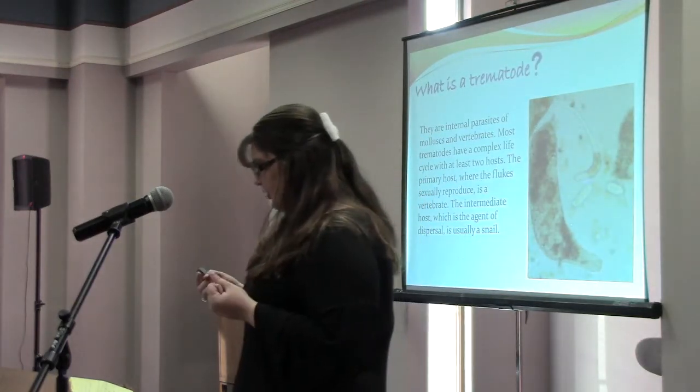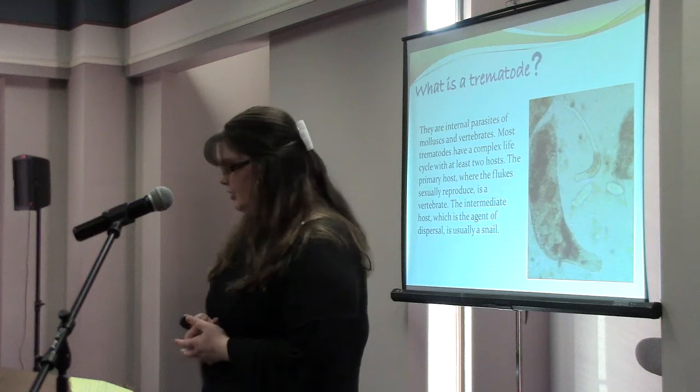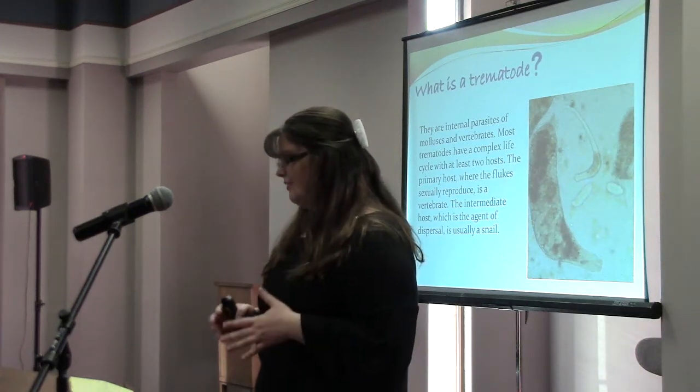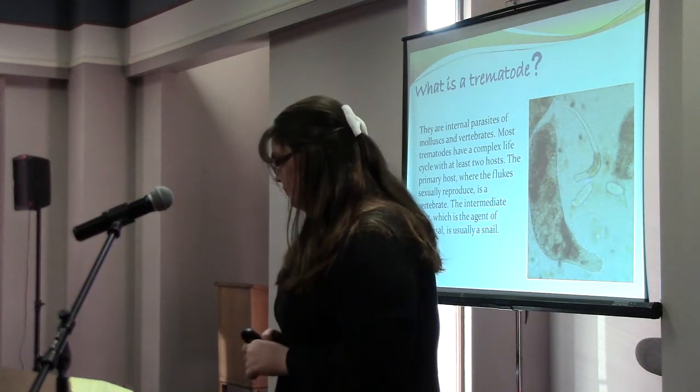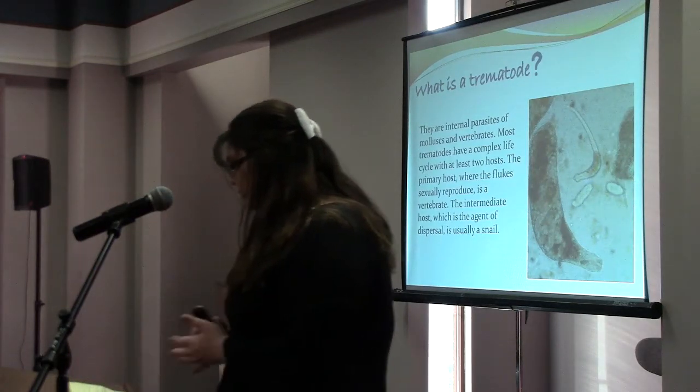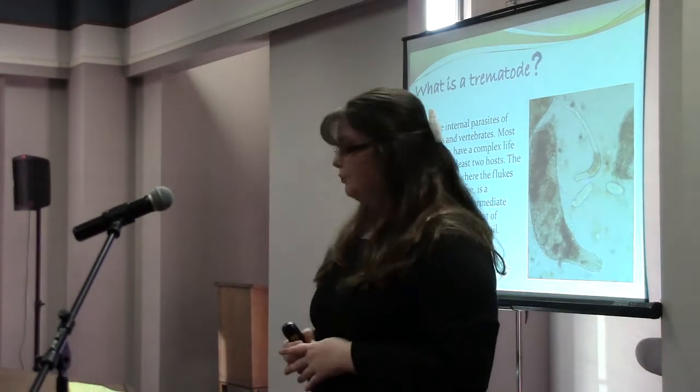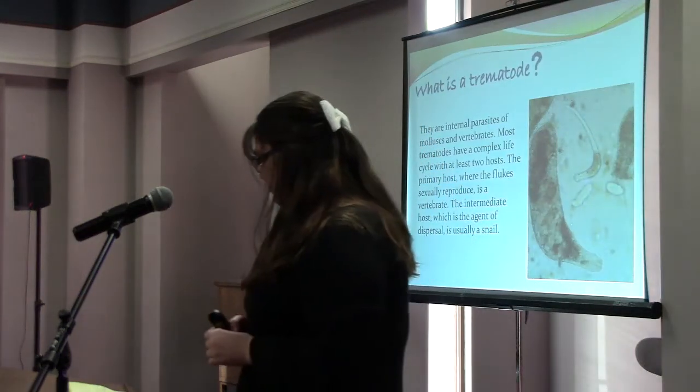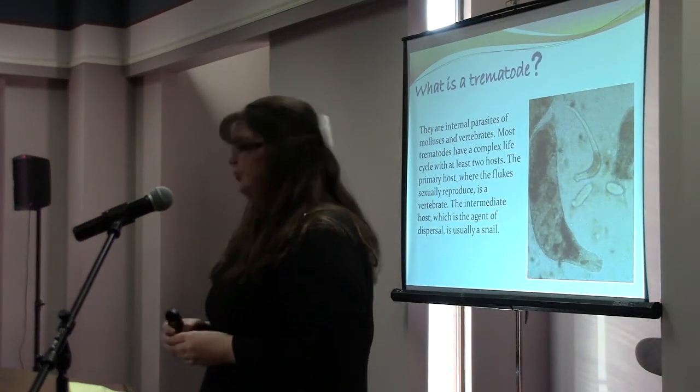First off, what is a trematode, which is what we're studying in the snail? They are internal parasites of mollusks and vertebrates. Most of the trematodes have a very complex life cycle, with at least two hosts. The primary host, where the flukes sexually reproduce, is a vertebrate, and the intermediate host, which is an agent of dispersal, is usually a snail.